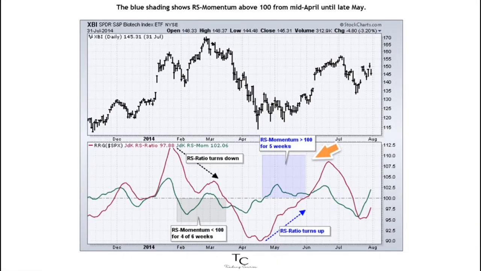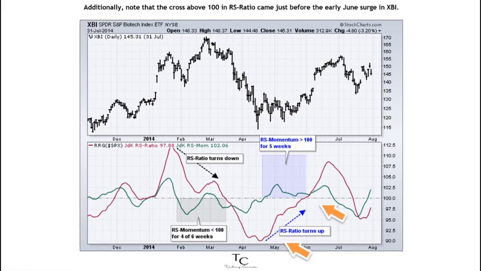The blue shading shows RS momentum above 100 from mid-April until late May. RS ratio bottomed as RS momentum moved above 100, but did not cross above 100 until the end of May. Additionally, note that the cross above 100 in RS ratio came just before the early June surge in XBI.